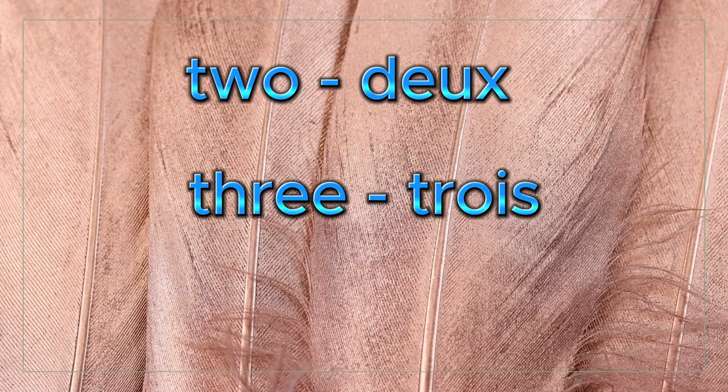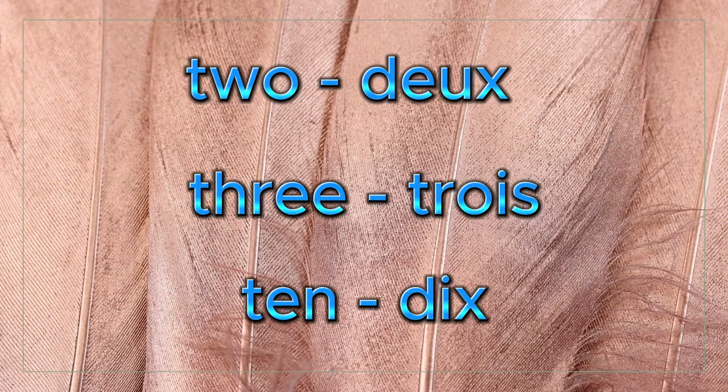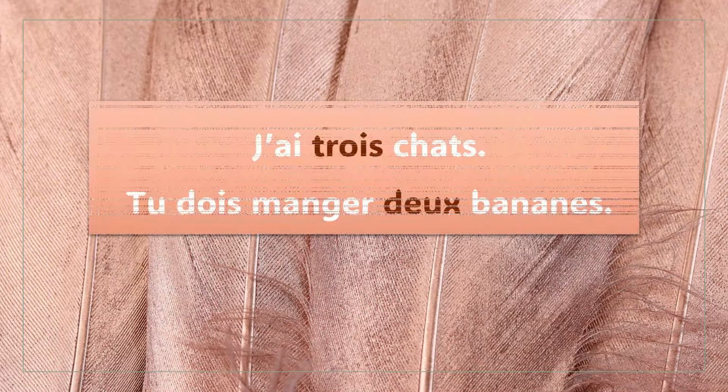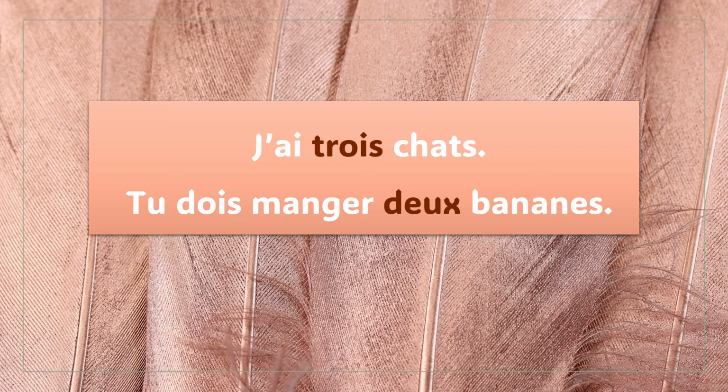So of course, when you have more than one thing, you use numbers like 2, 3, or perhaps 10. But remember, with numbers, you don't use any article. For example, j'ai 3 chats. I have 3 cats. Tu dois manger 2 bananes. You must eat 2 bananas.